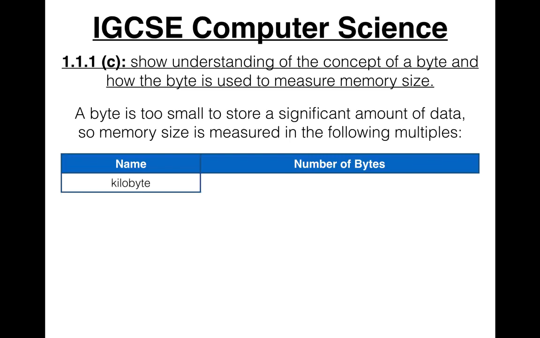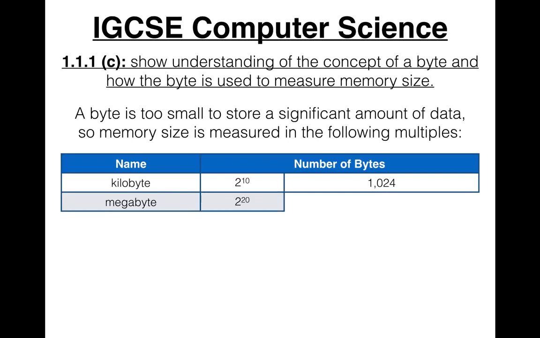There's a kilobyte, which is 2 to the power of 10 bytes, so that's 1024. There's a megabyte, which is 2 to the power of 20 bytes, and that's 1,048,576 bytes. That's 1 megabyte in bytes.